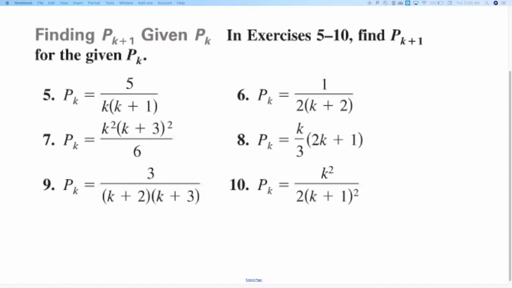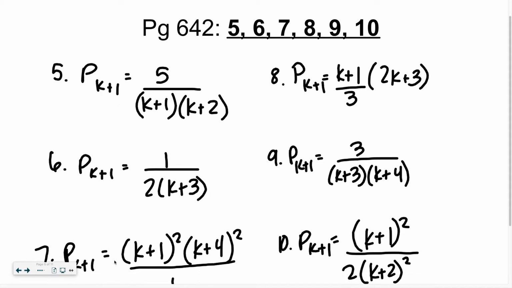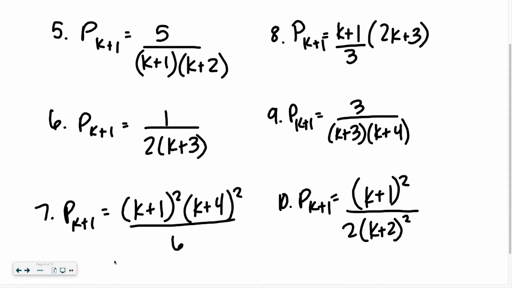Okay, here are the answers on the board. So you can check them. Remember, I do simplify within the parentheses, but I don't do any foiling with individual parentheses. I do want to talk about 8 as you're checking.